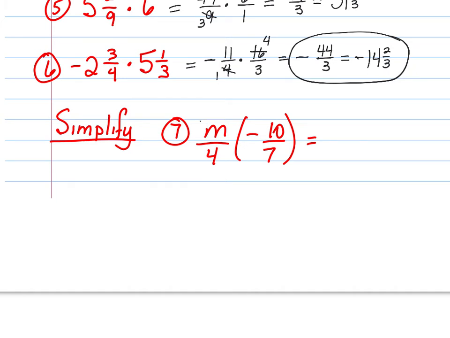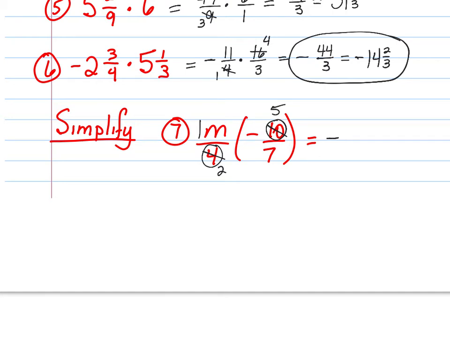I can go ahead and put a 1 there if I want to. I know it's a positive times a negative, so I'm going to get a negative answer. And I still look for a common factor that I can cancel. Notice 4 and 10 both share a 2. 4 divided by 2 is 2. 10 divided by 2 is 5.